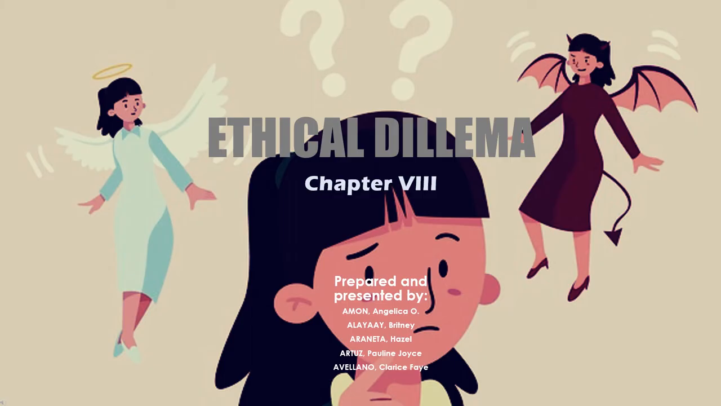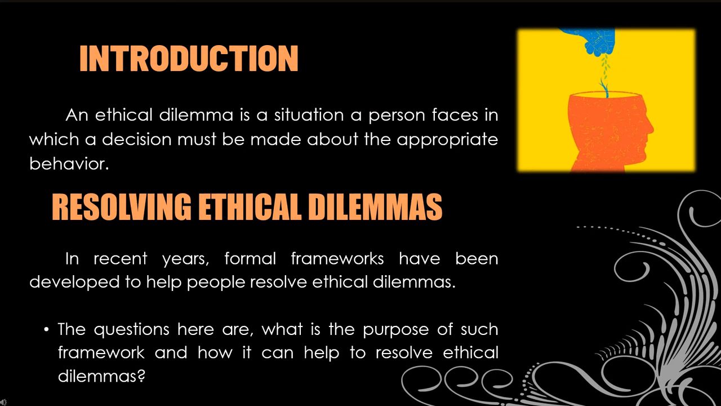I am Clarice Faye Avaliano, and I'm here to discuss Chapter 8, Ethical Dilemma. I know you are familiar with the word ethical dilemma as we have tackled it last semester in our ethics subject. So if you remember, an ethical dilemma refers to a situation a person faces wherein he or she is in the decision-making process between two possible options, neither of which is absolutely acceptable from an ethical standard.